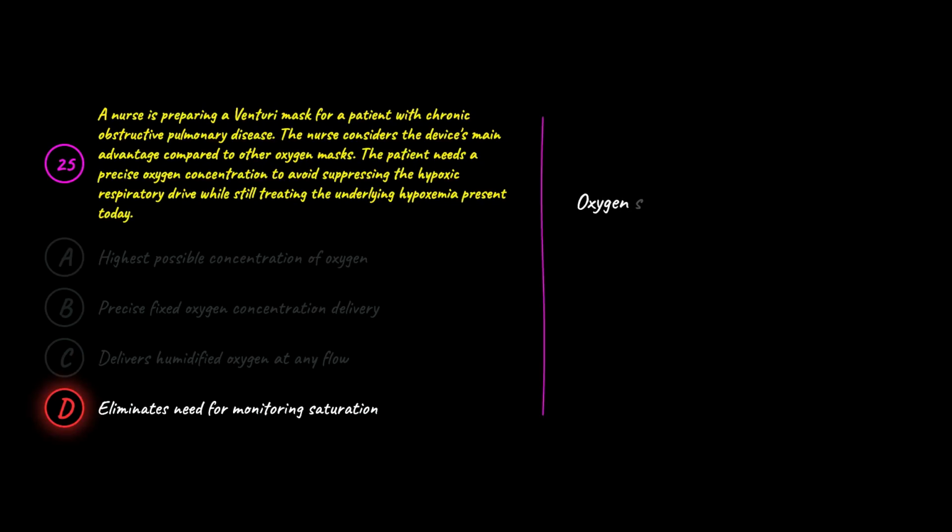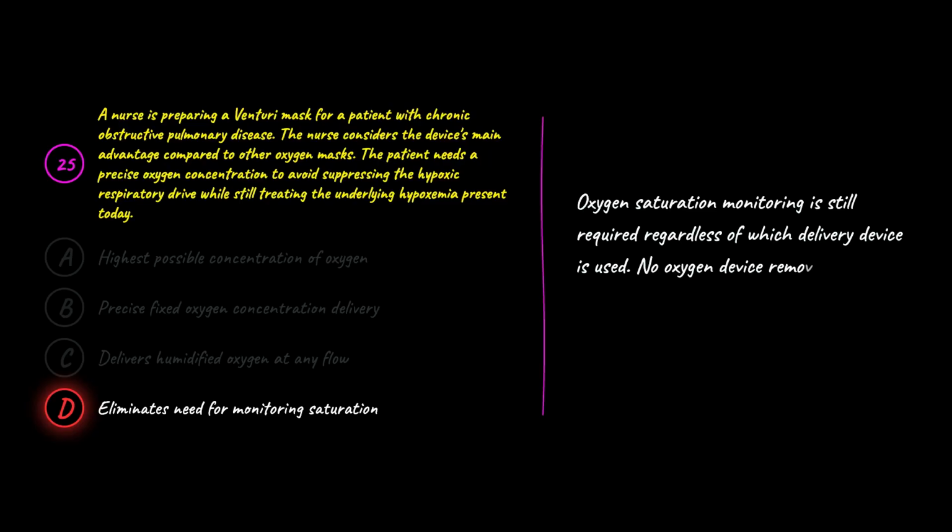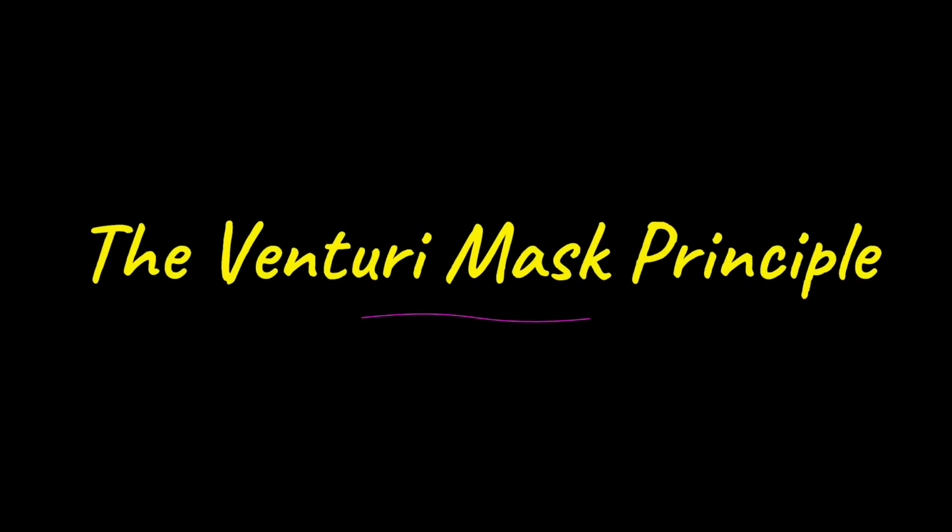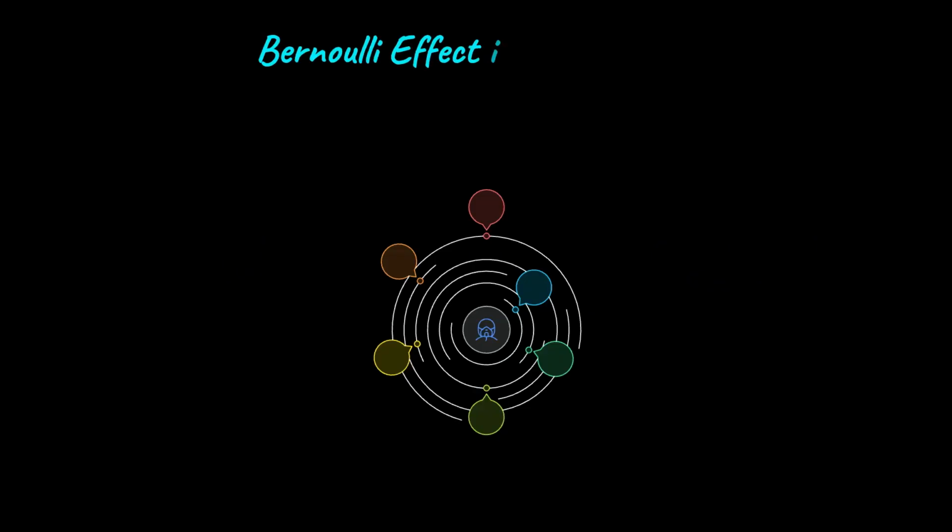D is wrong because oxygen saturation monitoring is still required regardless of which delivery device is used. No oxygen device removes the need for monitoring, since titration depends on the patient's response to therapy in real time. The Venturi mask delivers a precise, predictable concentration of oxygen, not just a high one. That precision, not raw power, is the whole point of the device.